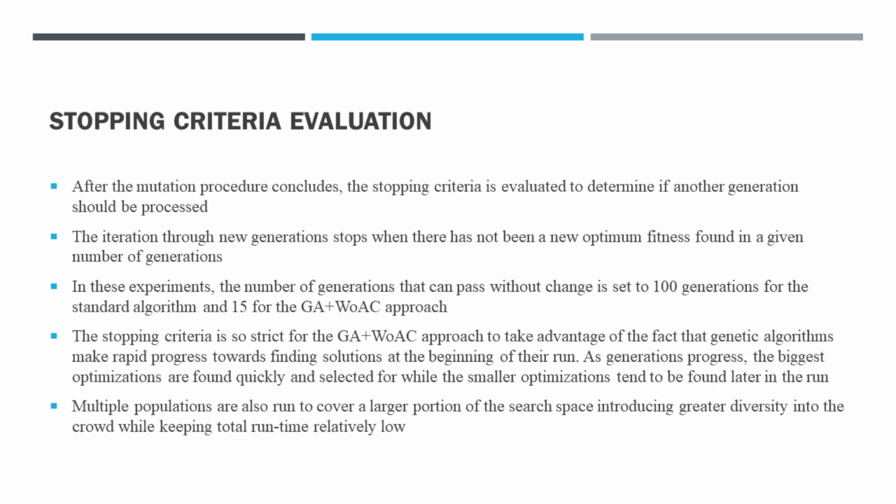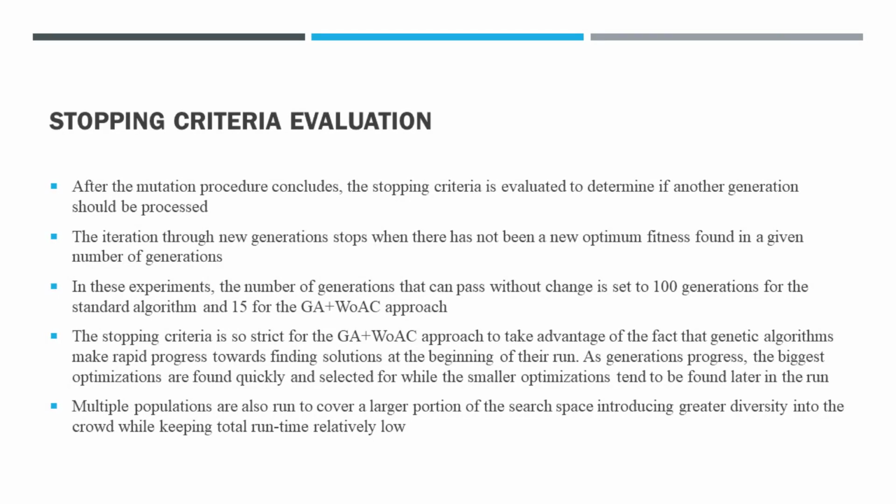The stopping criteria is so strict for the genetic algorithm with wisdom of artificial crowds enhancement to take advantage of the fact that genetic algorithms make more rapid progress towards finding solutions at the beginning of their run. And then as generations progress, the biggest optimizations are quickly found and selected for, while the smaller optimizations tend to be found later in the run, and that makes them more costly in terms of time.